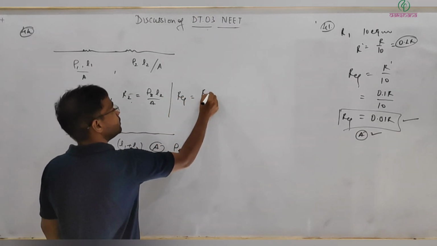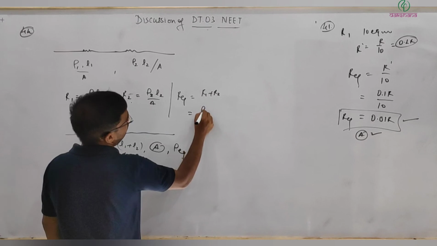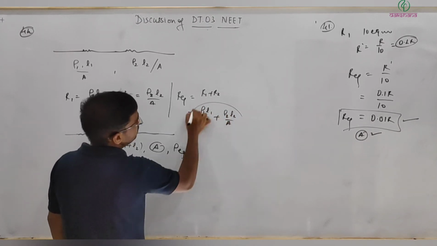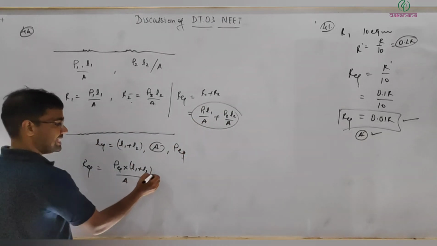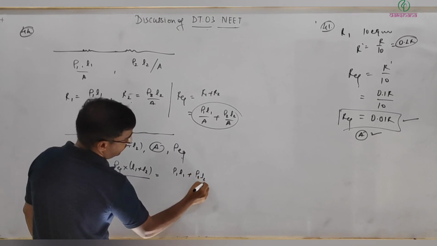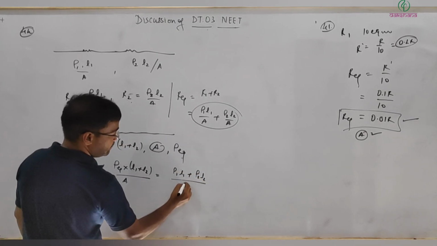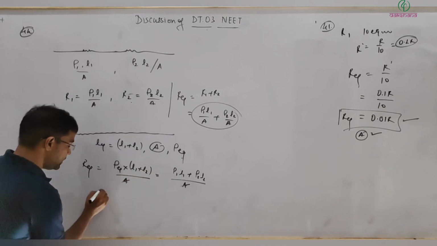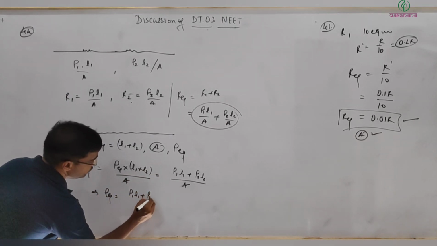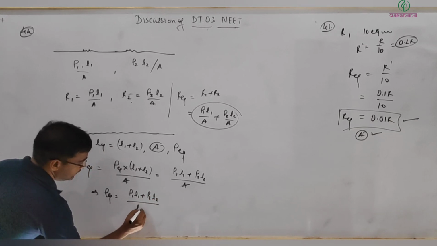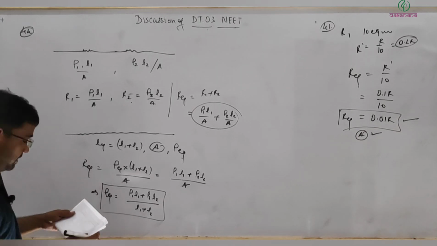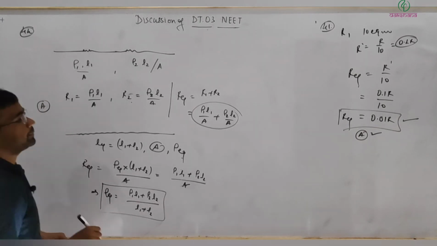And when these two resistances are connected in series, R equivalent is R1 plus R2, that is equal to rho 1 L1 upon A plus rho 2 L2 upon A. So this should be equal to the previous expression. Simplifying it, we get rho equivalent is equal to rho 1 L1 plus rho 2 L2 divided by L1 plus L2. This is rho equivalent, and that matches answer A.